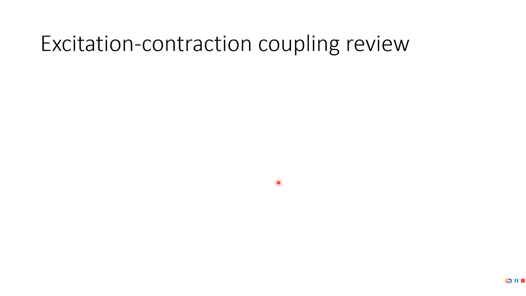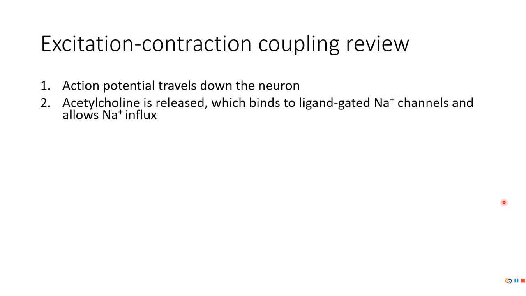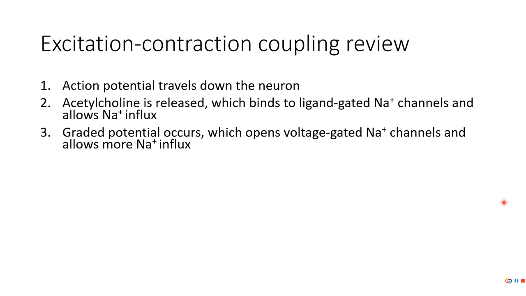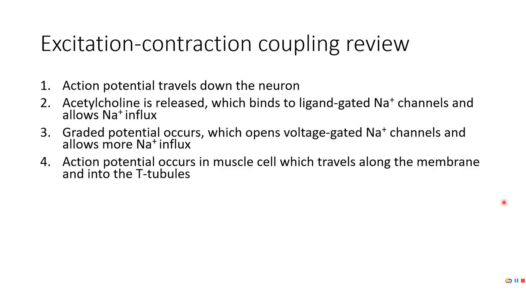So to briefly summarize what we talked about last time, in order for a muscle to contract, the following things need to occur. We need an action potential to come down the neuron. This will ultimately release acetylcholine, which activates ligand-gated sodium channels and allows sodium to flow into the muscle cell. This causes a graded potential, which opens up voltage-gated sodium channels and allows even more sodium influx, which allows threshold to be hit, which causes an action potential to occur.